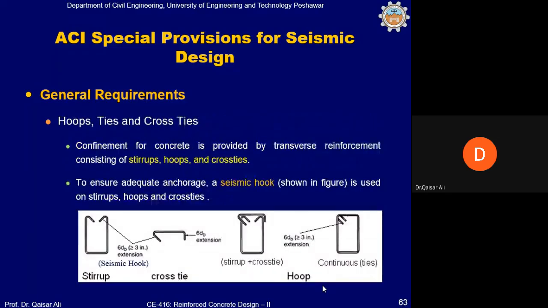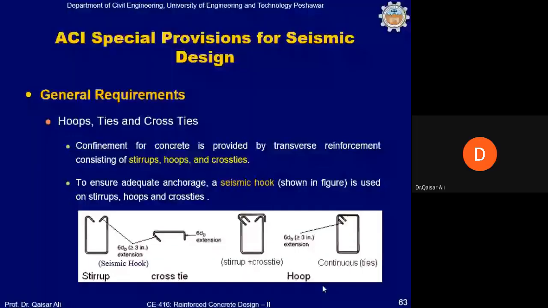Okay, then we also said that the critical regions, both in beams and columns, shall be properly confined so that they are able to undergo inelastic deformation without collapse. And this confinement can be produced by using stirrups, cross ties, and hoops or continuous ties. And they help in three ways. Number one, they will carry the horizontal shear forces.